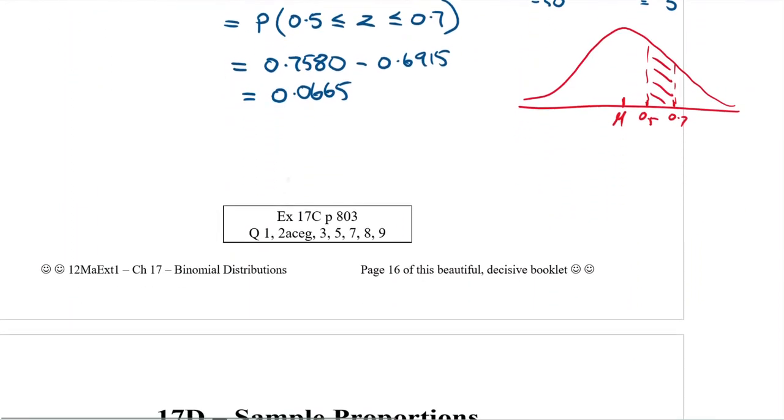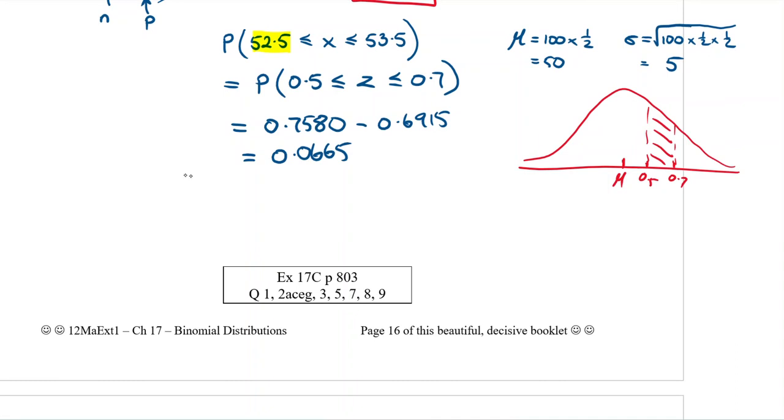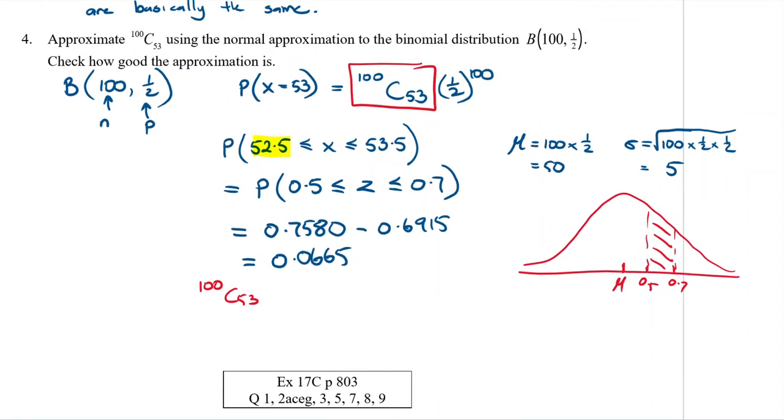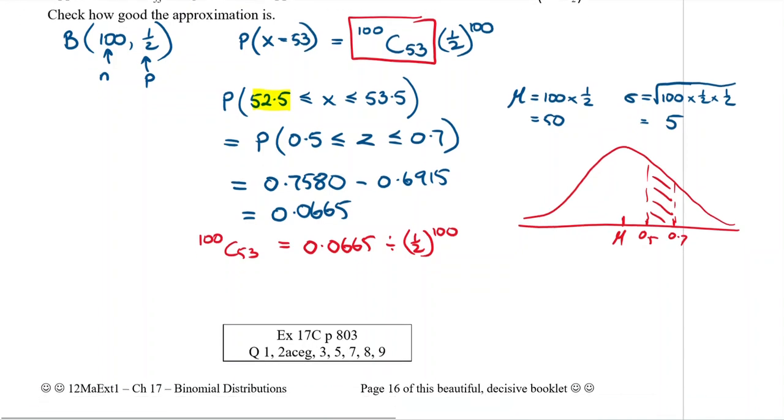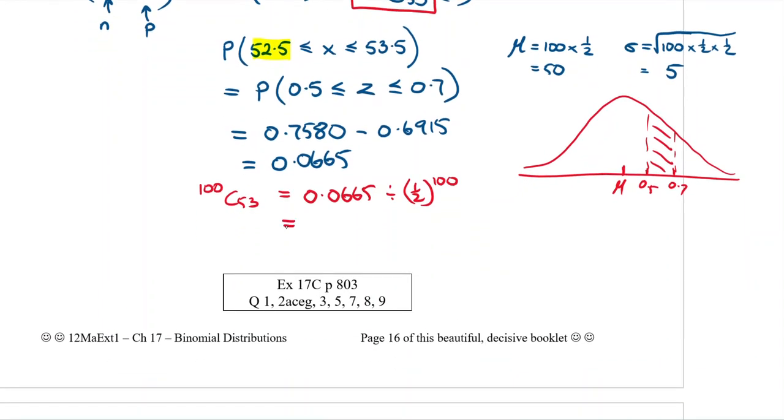Okay, that is not the answer because remember, we are trying to find an approximation for 100C53. Remember back here at the beginning, I said 100C53 would be approximately equal to the probability of 53, which I worked out was 0.0665. That's what all that working out was for. And I just have to divide by (1/2) to the power of 100 to move it across to the other side. You should get 8.43 times 10 to the 28.